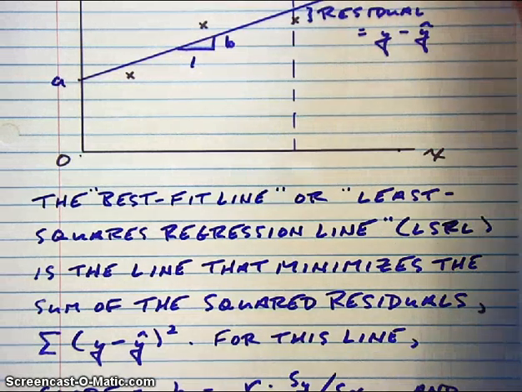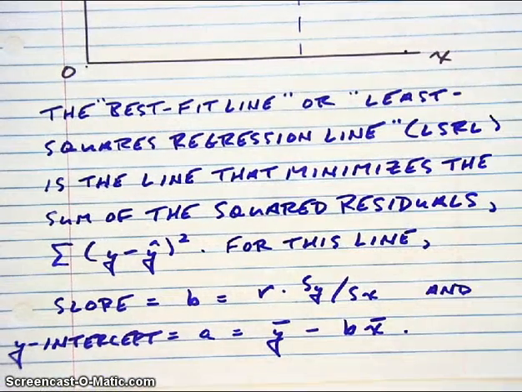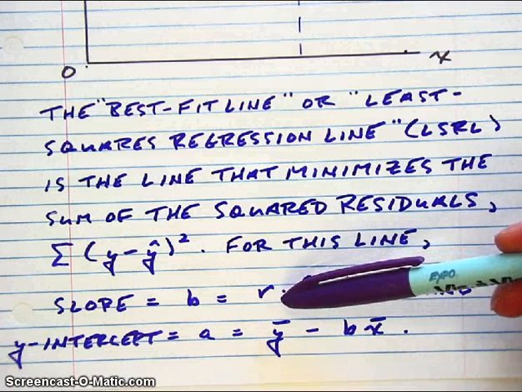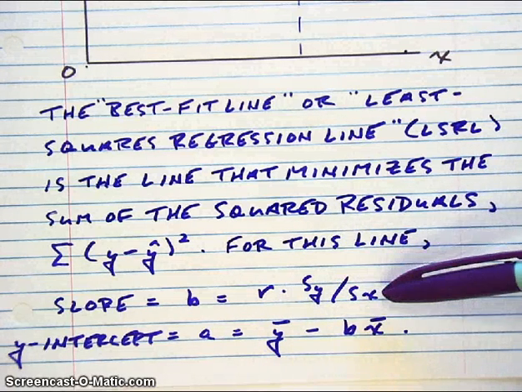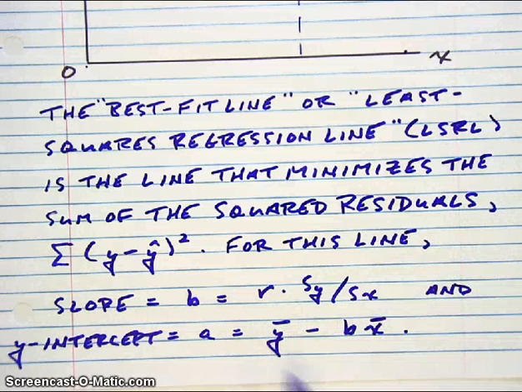Now for this line, the slope is b, and that can be calculated to be r, the correlation between x and y, times the standard deviation of y divided by the standard deviation of x. And the y-intercept is a. That's the mean of y minus b times the mean of x.